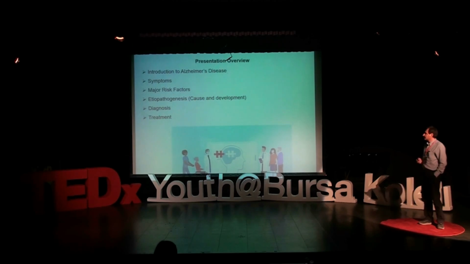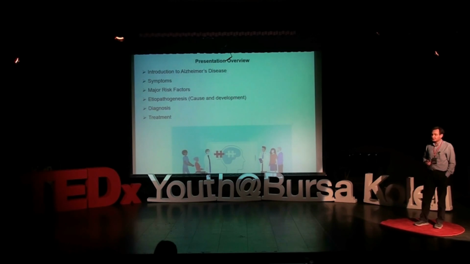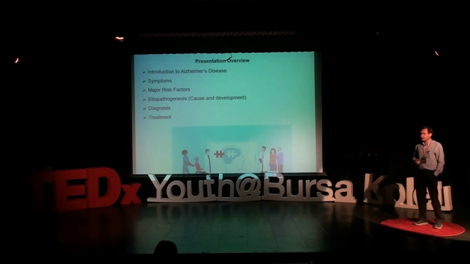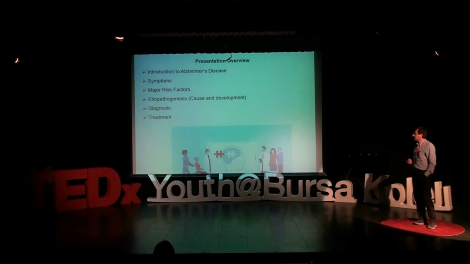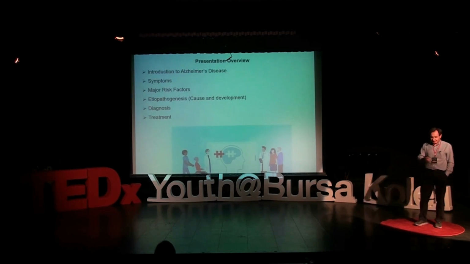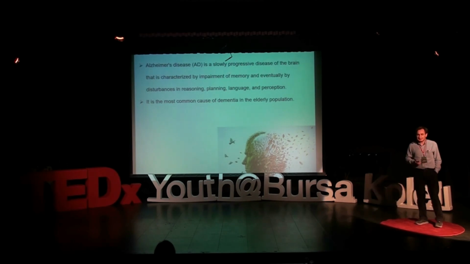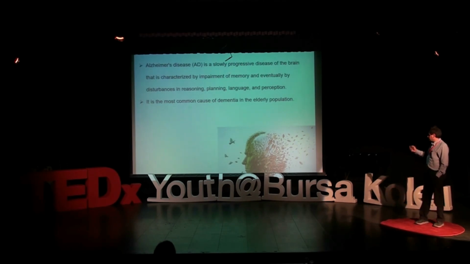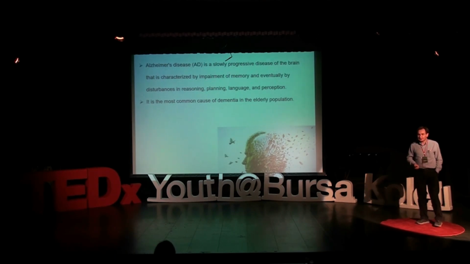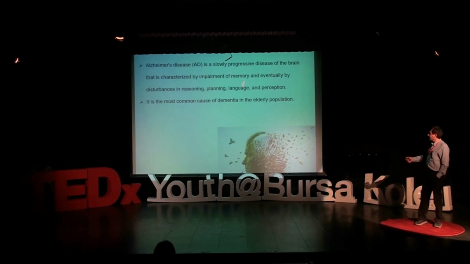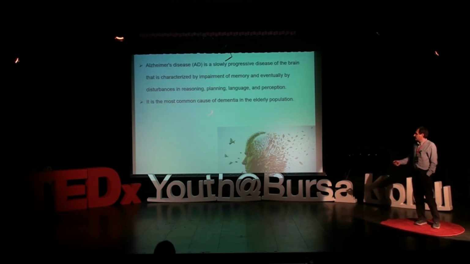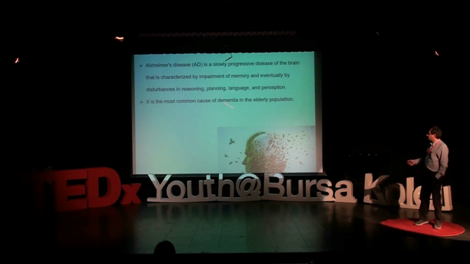My talk will cover an introduction to Alzheimer's disease, followed by symptoms, major risk factors, cause and development, diagnosis, and finally its treatment. So Alzheimer's disease is a slowly progressive disorder of the brain that is characterized by impairment of memory and eventually by disturbances in reasoning, planning, language, and perception. It's the most common cause of dementia in the elderly population.